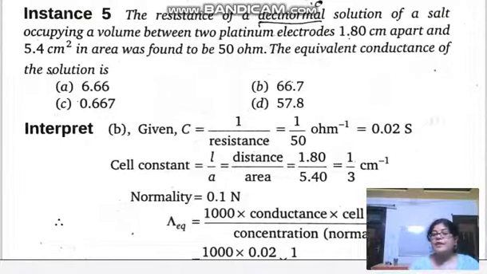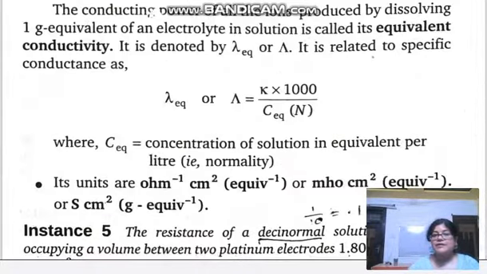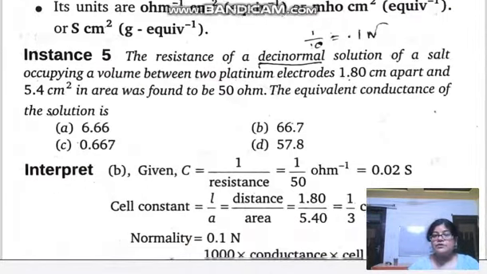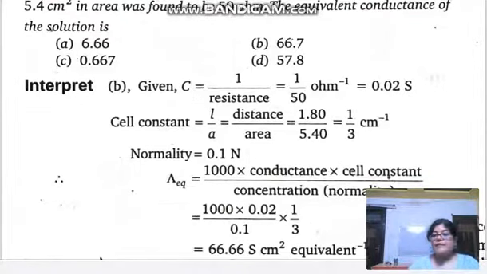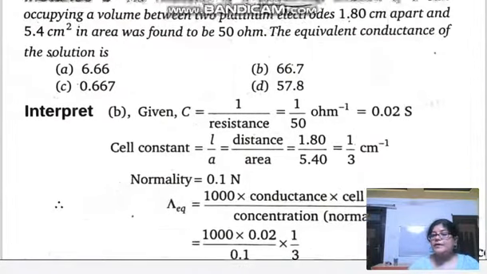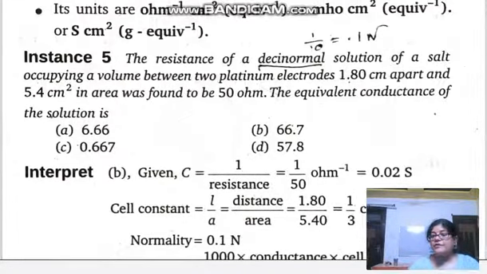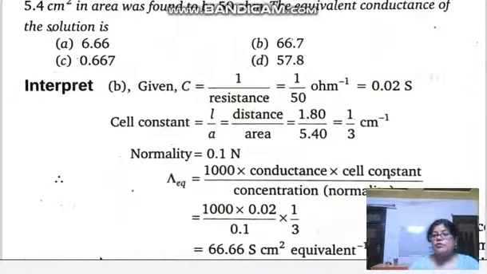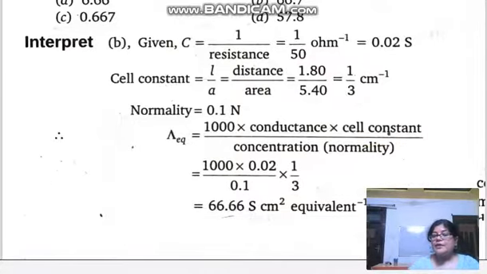Now if we have to find the equivalent conductance, we can easily see we have this formula: conductance into 1000 and normality. Clear? So from here we have to find conductance, which is equal to 1 by R. The value of R is 50, so we put it over here and we get 0.02. Now we also have to find the value of cell constant, which is simply 1.80 upon 5.4. Normality is decinormal, that is 1 by 10, that is 0.1.